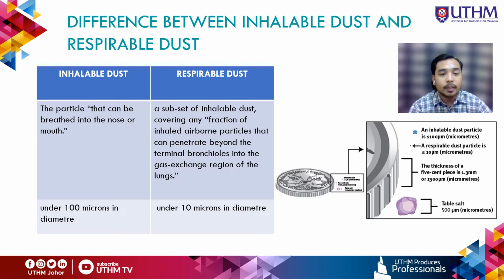Difference between inhalable dust and respirable dust. For inhalable dust, the particle can be breathed into the nose or mouth, under 100 microns in diameter. Respirable dust is a subset of inhalable dust covering any fraction of inhaled airborne particles that can penetrate beyond the terminal bronchioles into the gas exchange region of the lungs, under 10 microns in diameter. As we can see, an inhalable dust particle is 100 micrometers. A respirable dust particle is 10 micrometers. A respirable dust is smaller than an inhalable dust.